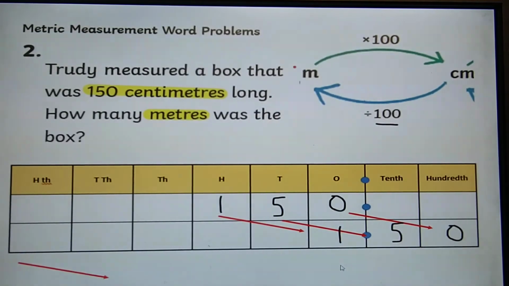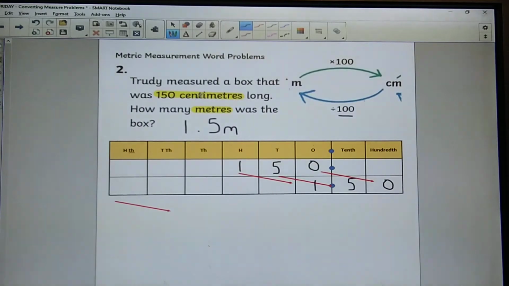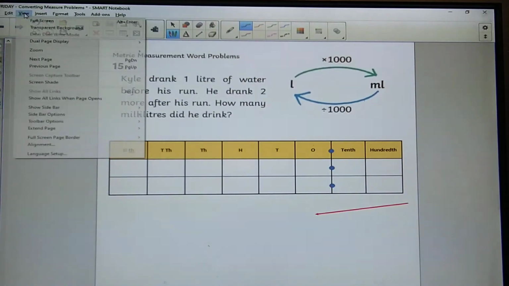So we can see that the answer to the question is that Trudy's box is 1.5 or 1.50 metres long. And don't forget, if we're giving our answer as a measurement, we do need to include that unit of measure there at the end. Okay, so our next question here.